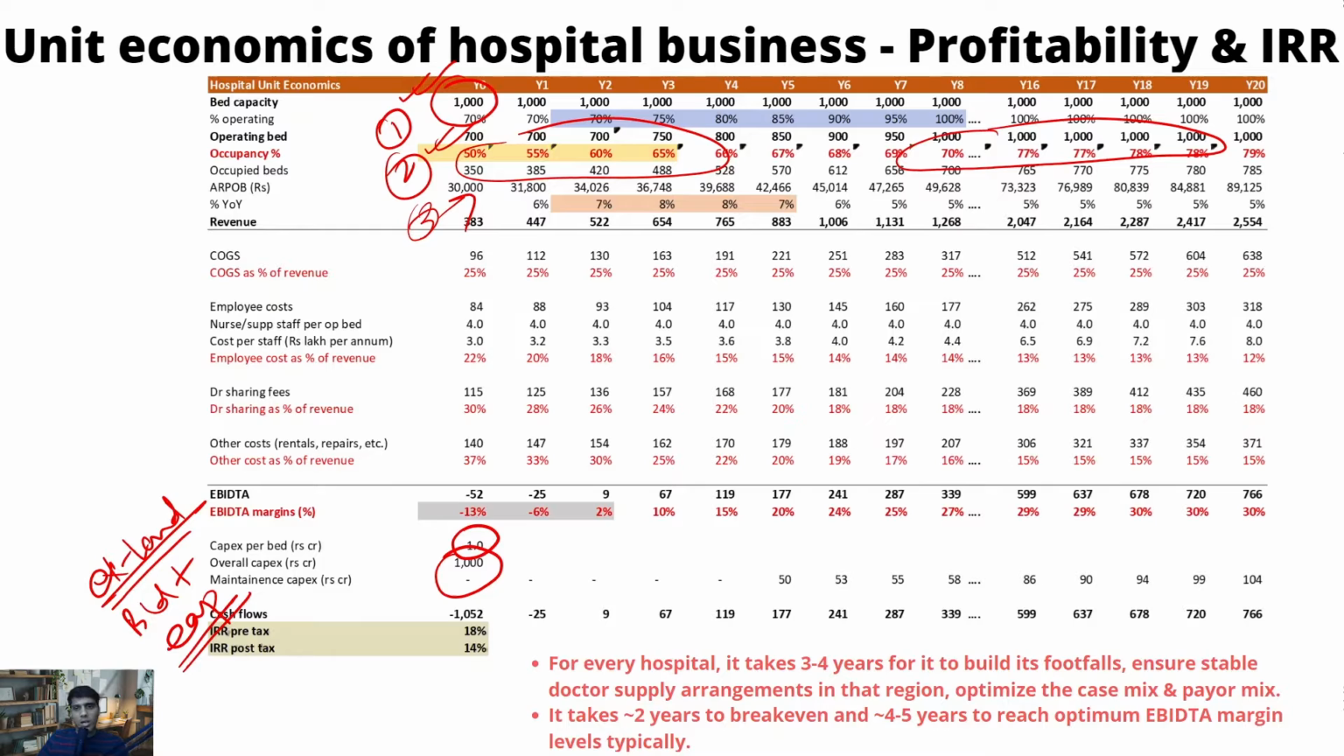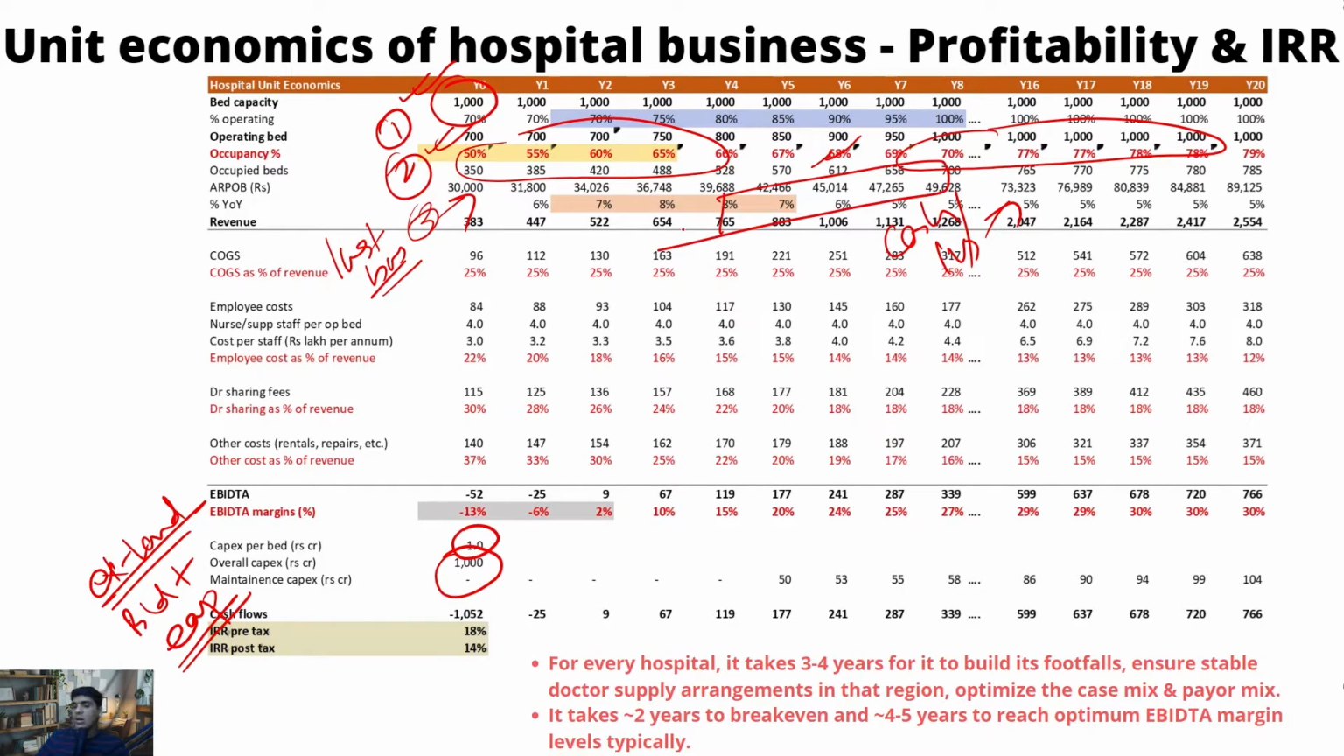Initially the ARPOBs will be much lower than the average ARPOB, क्योंकि जब आपके पास occupancy कम रहेगा, you would want to do a lot of institutional business, जो government business या B2B business आता है. But over time as your occupancy improves, you would also want to improve your payer mix, so you will do more of cash and insurance business here, right? And that gives you a higher ARPOB.